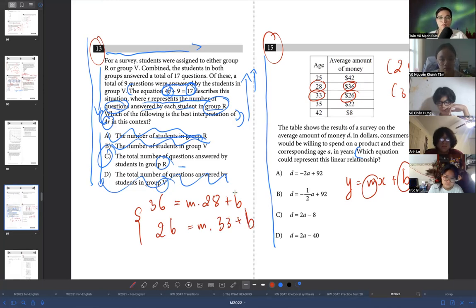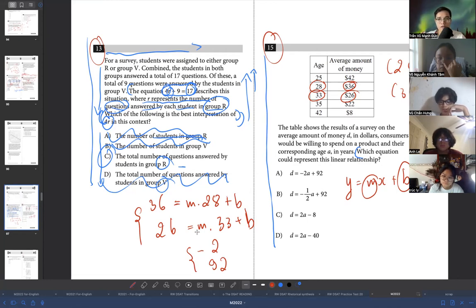Cool. So based on these equations, I can just use my calculator and calculate m and b from these two. I can type in the calculator, wait, hang on a sec, 28, 1, 36, and 33, 1, 26. It is -2 and 92. See, this is quite quick. If you have a calculator in hand and are sufficiently proficient in using it, this is how you would do it.